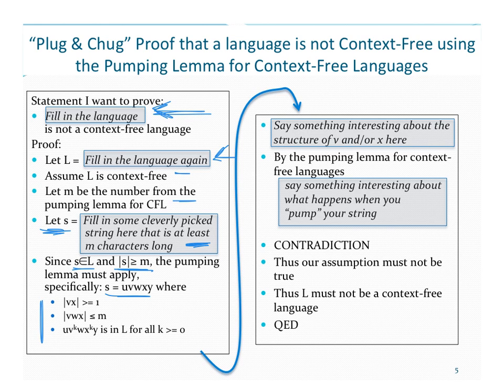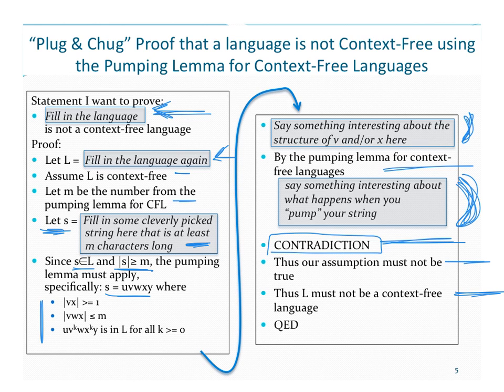Then comes the meat of your proof, where you say something interesting about the V part or the X part, or maybe both. Then you say, by the pumping lemma for context-free languages, and say something interesting about what happens. The idea is that you're looking for a contradiction. You prove that 1 equals 2, or that a string has both 5 and 6 letter A's at the same time. Whatever it is, you end up with your contradiction. And then you can say, thus our assumption must not be true. Thus L must not be a context-free language, QED.